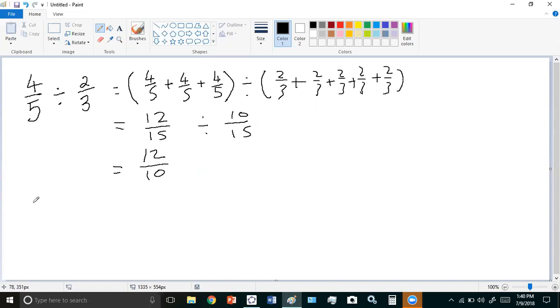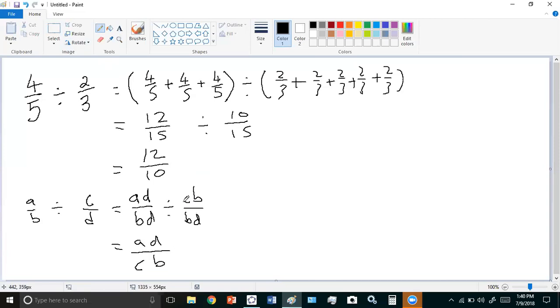So what we've really said here, this is A/B divided by C/D. Then what we're going to have is AD/BD divided by CB/BD, right? Which is the same as AD divided by CB, yes?